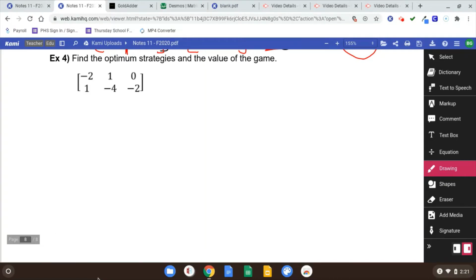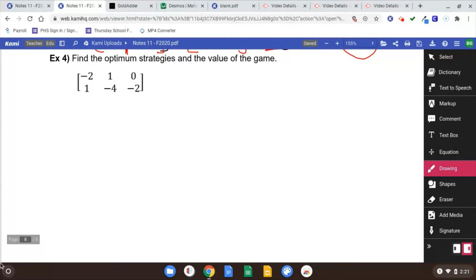Example 4, find the optimum strategies and value of the game. First thing I want to do is look for a saddle point. You look at the lowest number in each row, the highest number in each column. We can see there's no saddle point, okay? So that means this is not strictly determined. Players are going to have to mix it up.